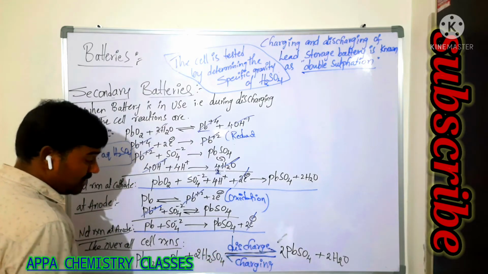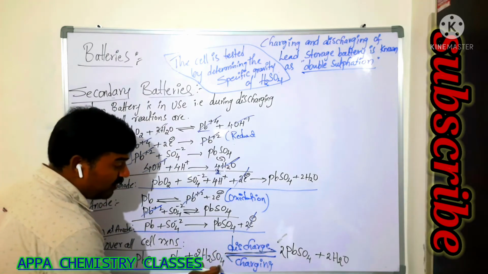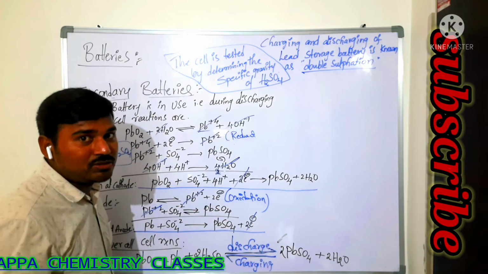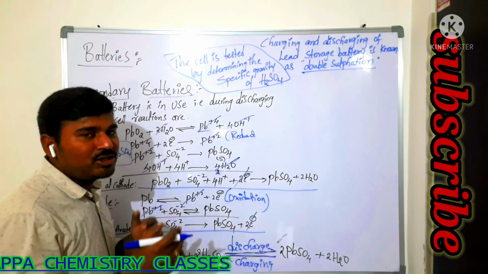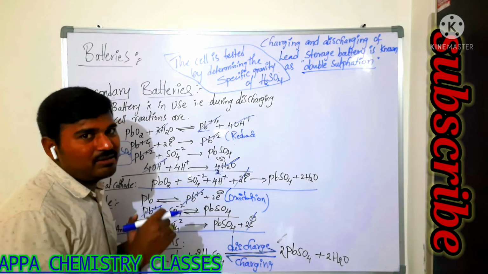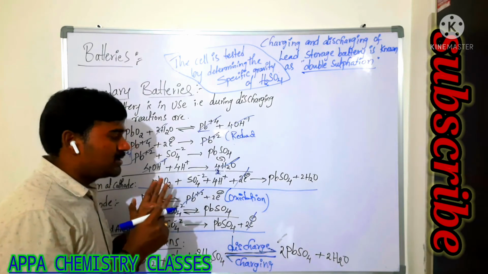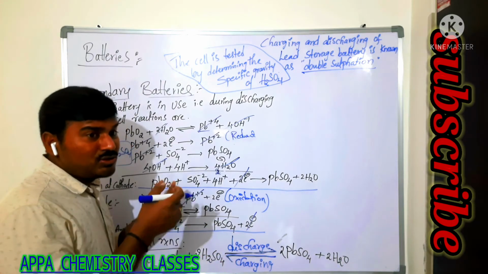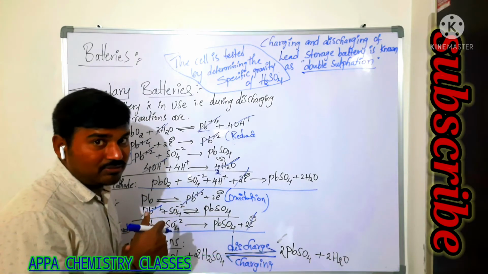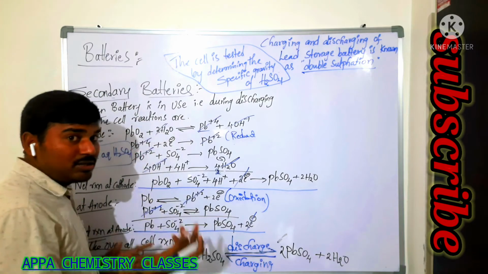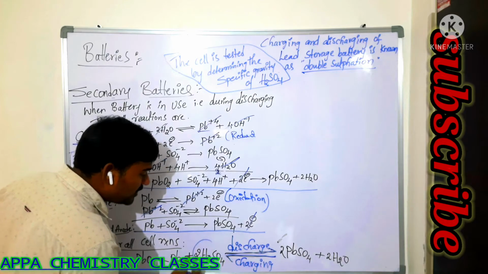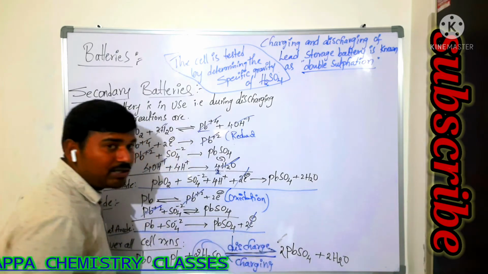So during the discharging process, what happens? The sulfuric acid concentration is decreasing. This was asked in a NEET question once. During discharging of a lead storage battery, what happens? The concentration of sulfuric acid remains the same, decreases, or increases as the discharge process proceeds, or none of these. That is very important. During the discharging process, the sulfuric acid concentration decreases.